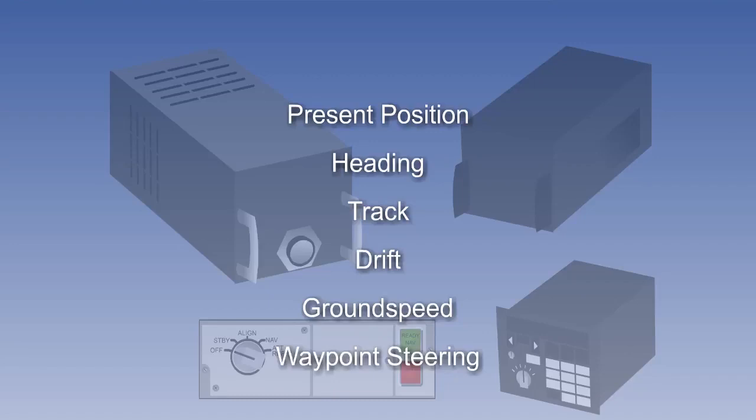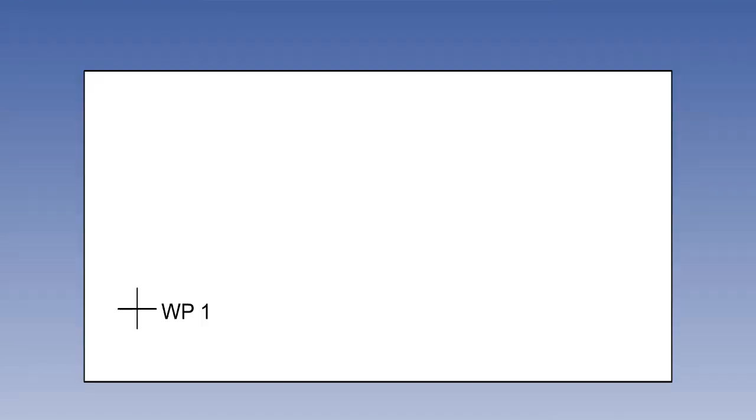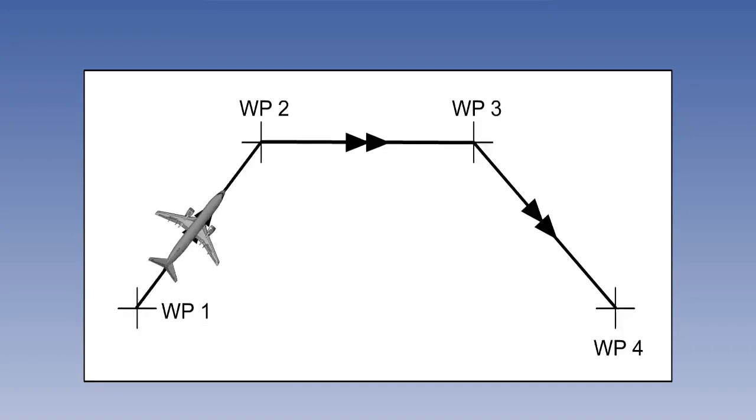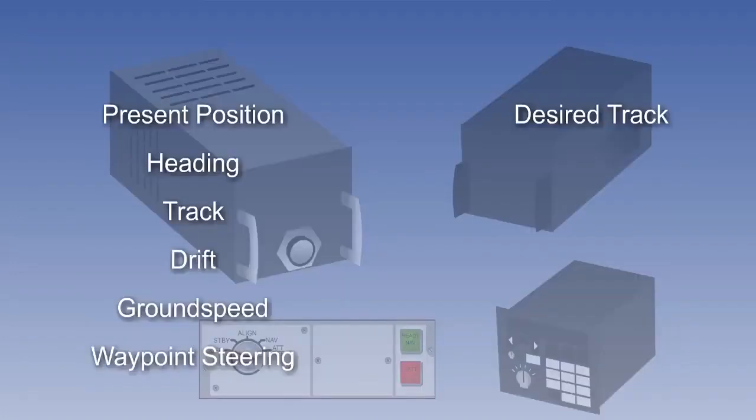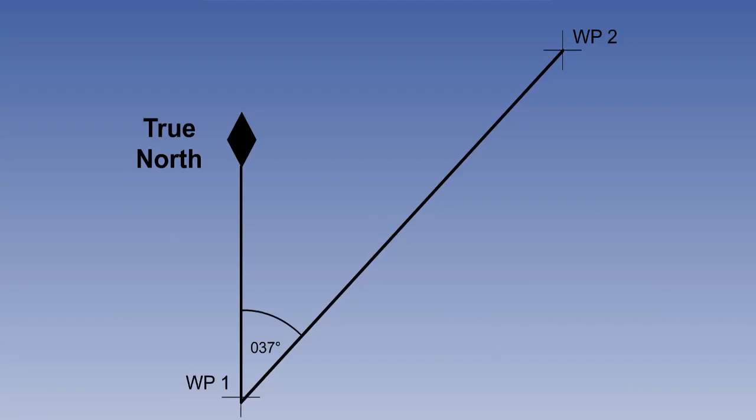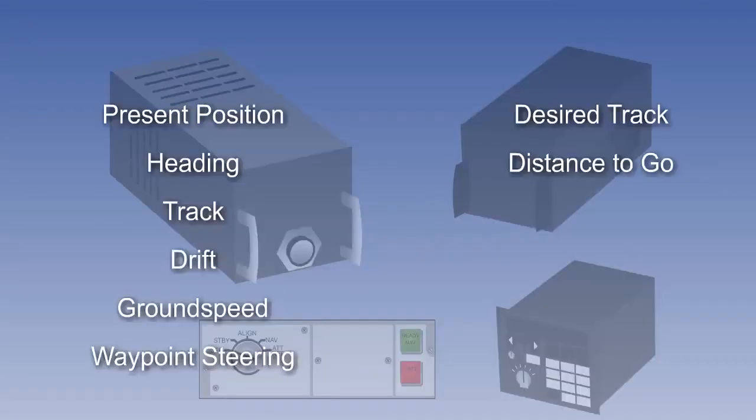The INS also gives waypoint steering. This is the facility to enter a route as a series of latitudes and longitudes, and then have a steering signal generated to be displayed on the flight director system and fed to the autopilot. With waypoint steering, the INS will display the desired track between any two waypoints. For instance, the desired track between waypoint 1 and waypoint 2 in this example is 037 degrees true. It also calculates distance to go to the next waypoint and time to go.